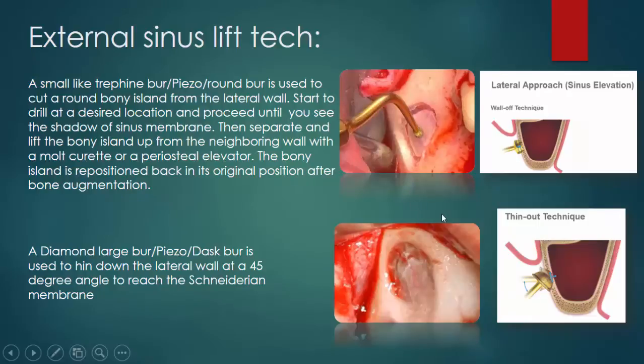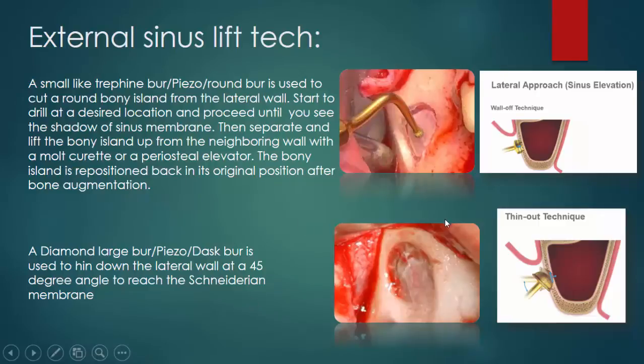The second technique is called the thin out technique, and here we use a large disc bur, as we can see in this picture, or we can use a large diamond bur or piezo. By this technique we thin out the lateral wall. We shave out the bone completely until we see the Schneiderian membrane, and we use this bur at 45 degrees until we reach the Schneiderian membrane.